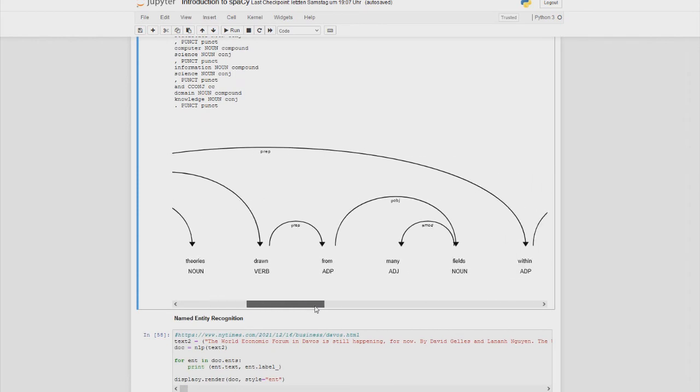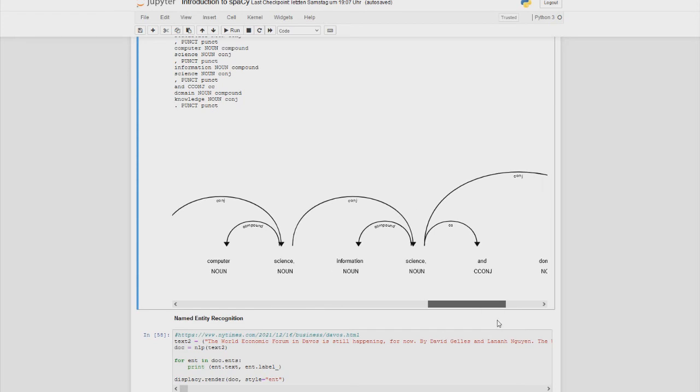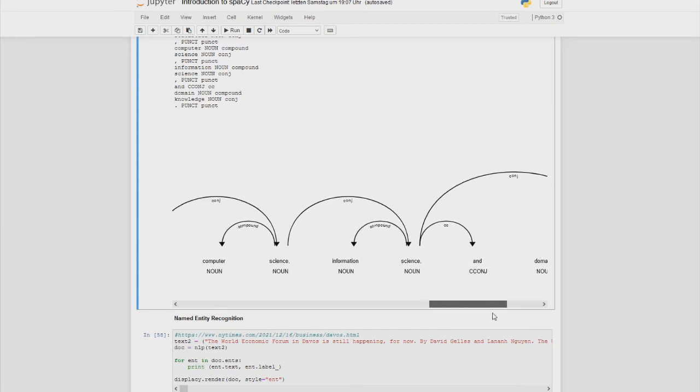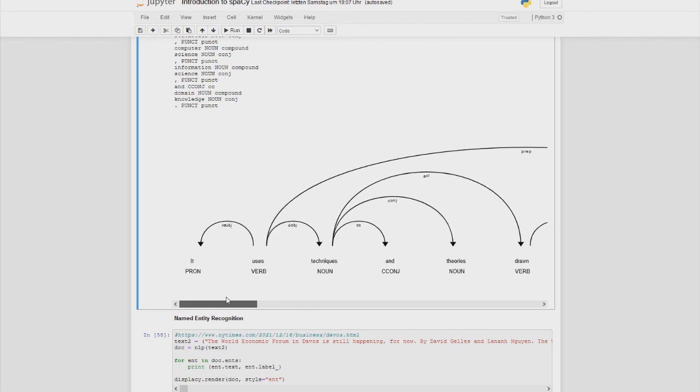The next step is then the prediction of syntactic dependencies. This is basically the prediction of the dependency label, so how these words or tokens are interlinked. This gives us a lot more information as to in which context a specific word or token is occurring.